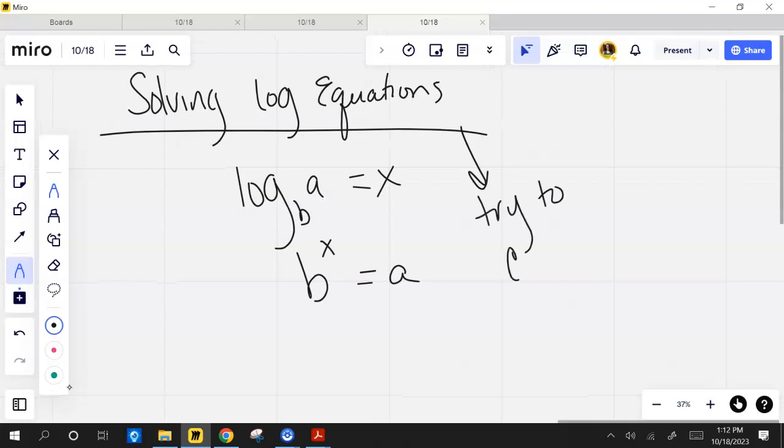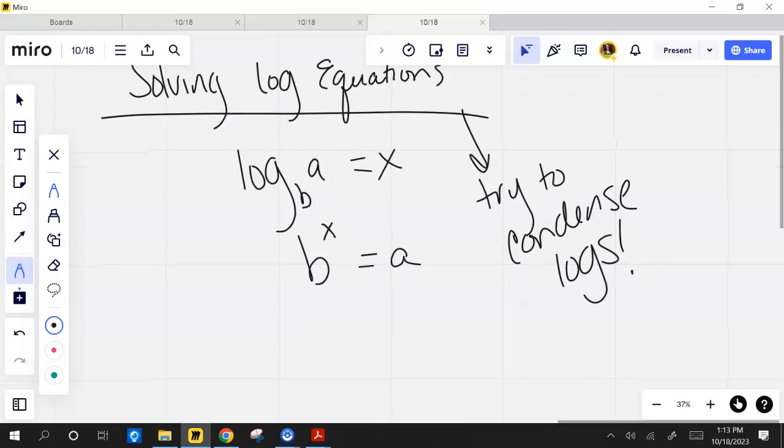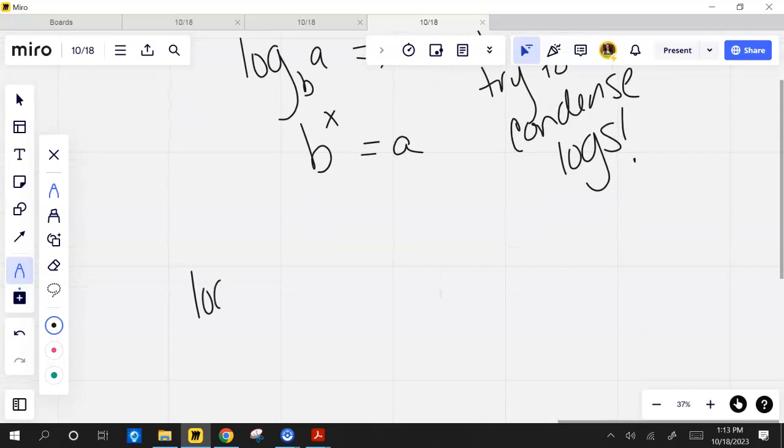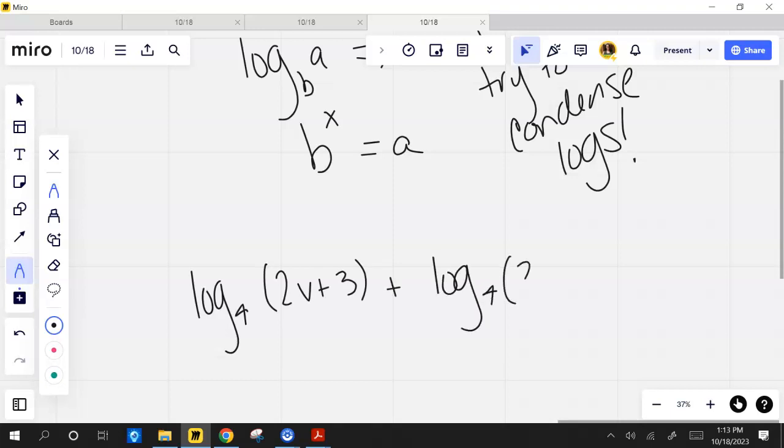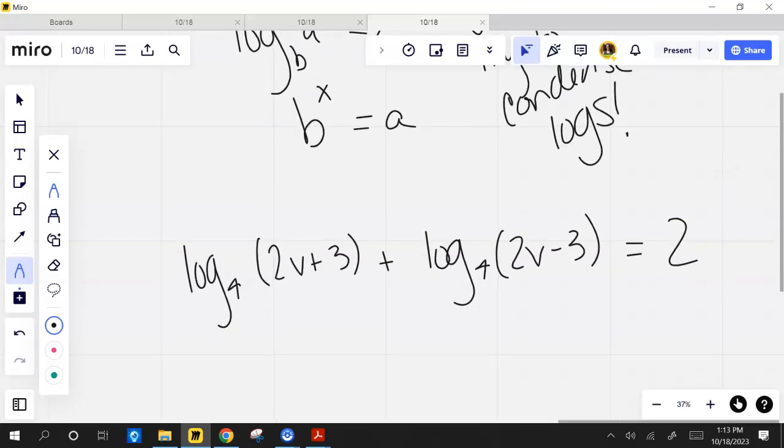Always try to condense logs. Remember we talked about condensing and expanding? We always want to condense if we can. So for example, I'm trying to hurry because I told Sullivan 15 minutes. All my logs are here on the same side, and so I want to try to condense them down so that it's just one logarithm so that I can solve it for b.